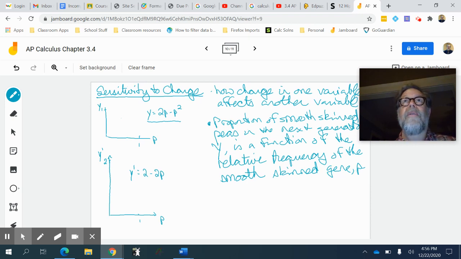One example that I've seen has to do with how does changing a dosage of a medication affect a patient's temperature? And you want to know how sensitive temperature is to changes in dosage.